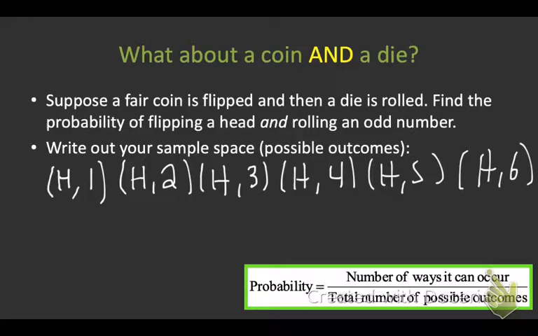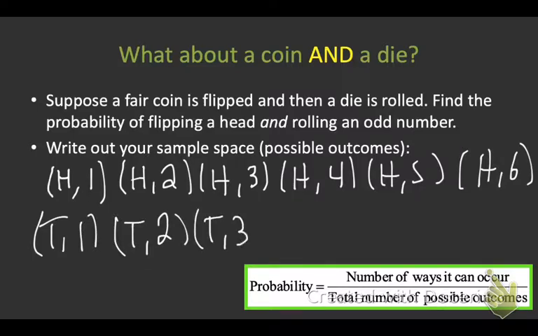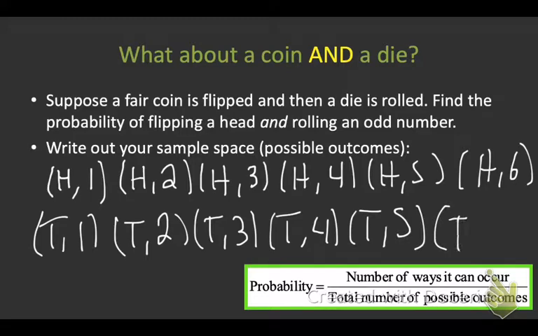Alternatively, I could flip a tail. If I flip a tail, I still have a possibility of rolling a 1, a 2, a 3, a 4, a 5, or a 6. Okay, so I have 12 possibilities, and that is my sample space. Okay, it's really helpful to write that out and visualize what actually you can do. So if I flip a coin and then roll a die, these are my options.